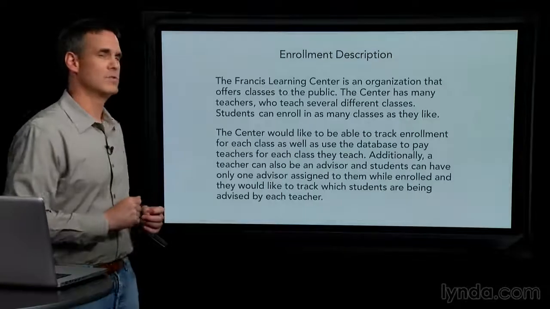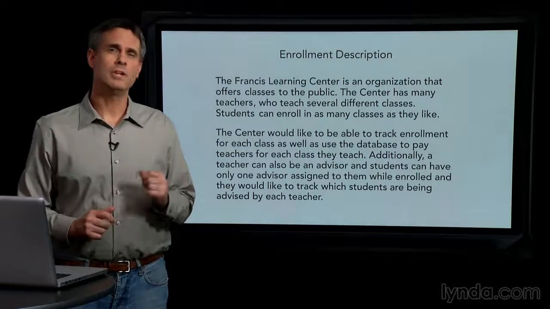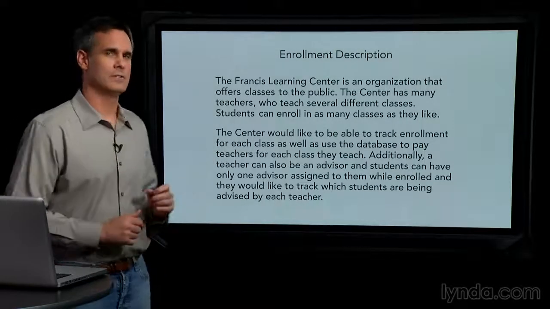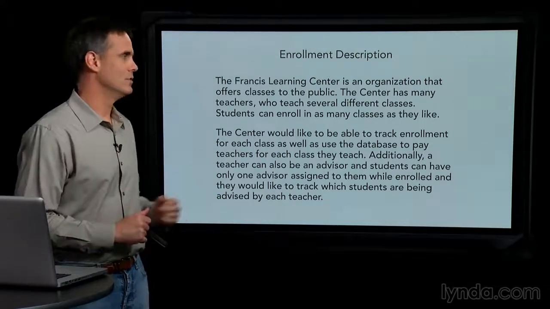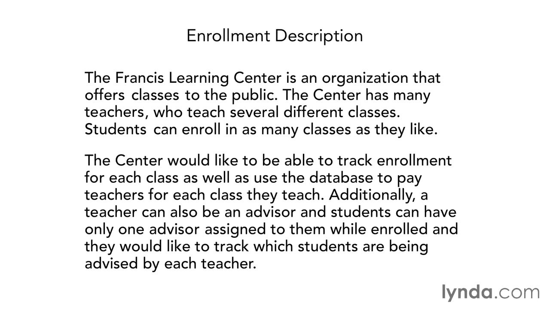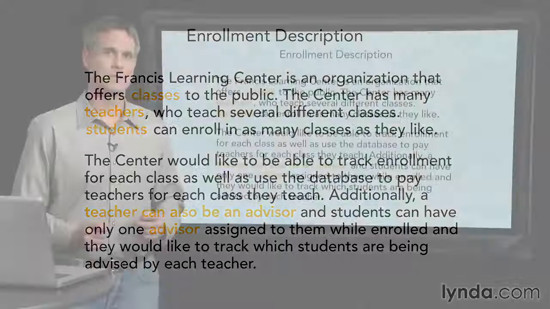Here's another process description. Remember, when looking for entities, we want to look for nouns in our description. So why don't you go ahead and pause this video and take a minute to read this through. Using the nouns technique, we can identify entities as classes, teachers, students, and advisors. Each of these appear to be different, discrete types of data, and each can be described uniquely. Let's also make note of this section. A teacher can also be an advisor for later reference.